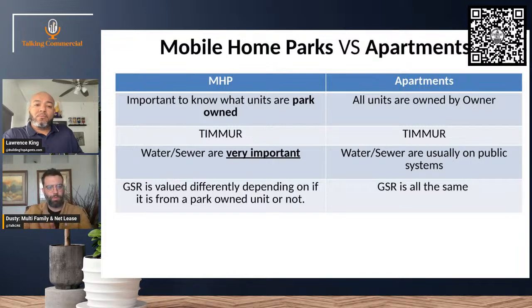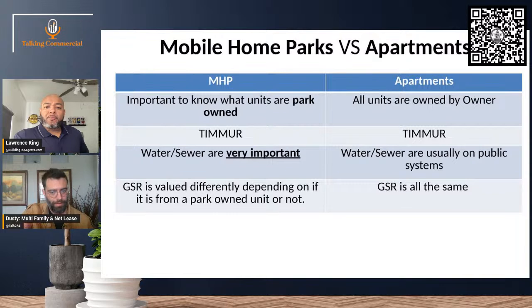So instead of just applying a straight cap rate to it, you'll take that cap rate. If you were to have only tenant-owned homes, sorry, I'm trying to think of the best way to describe this, because you're going to have to separate things out on mobile home parks. Maybe we can look at the mobile home example that we have here in a moment.